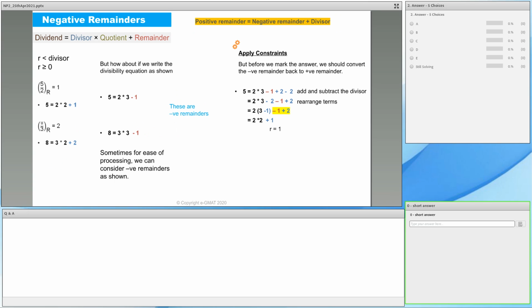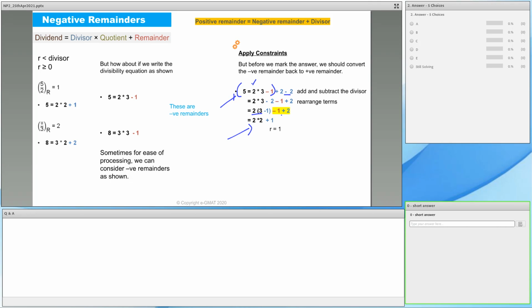Think about the example that we took. 5 can be expressed as 6 minus 1. That is 2 into 3 minus 1. Let's add and subtract the divisor. The divisor is 2. So I'm going to add 2 and subtract 2. And then let's rearrange everything that's here. So take this 2 to this side. You'll get something like 2 into 3 minus 1, and then minus 1 plus 2, which gives 2 into 2 plus 1. What you have observed is that what started as a negative remainder, by adding and subtracting the divisor, you're able to arrive at the positive remainder.